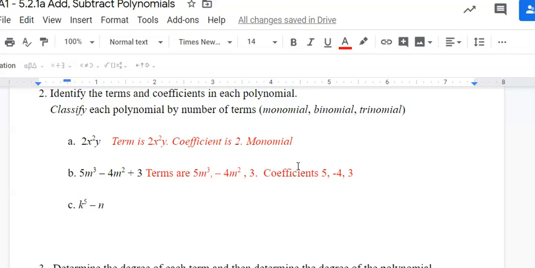All right, and then finally classify by the number of terms. Well, in this case, I have 1, 2, 3 terms, so this is a trinomial.